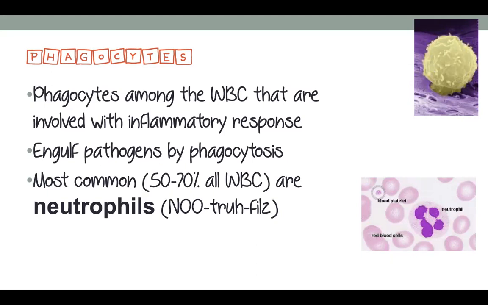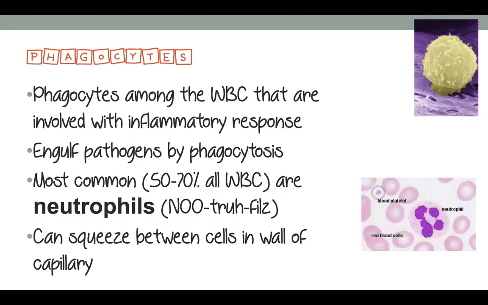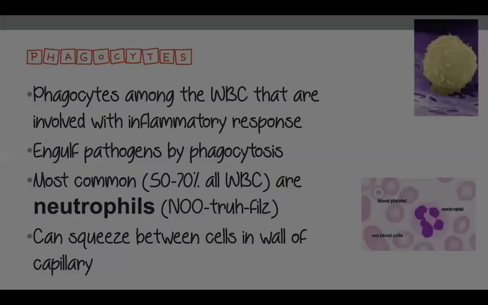The most common phagocyte is a white blood cell called a neutrophil, and you can see it here. The darker purple areas are all enzymes, so you can see most of the neutrophil is enzymes. These make up 50 to 70% of all white blood cells. And like all white blood cells, it can squeeze between the cells of the capillary wall. It's not very useful if your white blood cells cannot access all parts of your body.